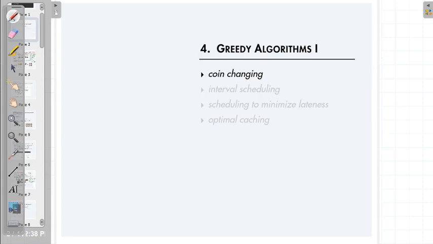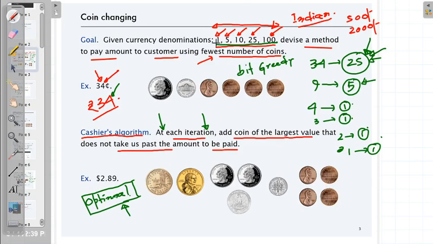So I think you can remember this coin changing problem. We are given some denominations like this, and after getting these denominations we are given $34 to be given back to the customer. Then how many minimum number of coins will be needed for this? So that was the coin changing problem.